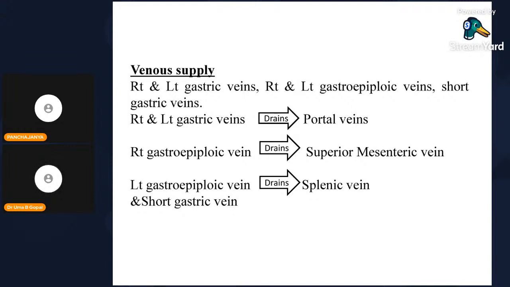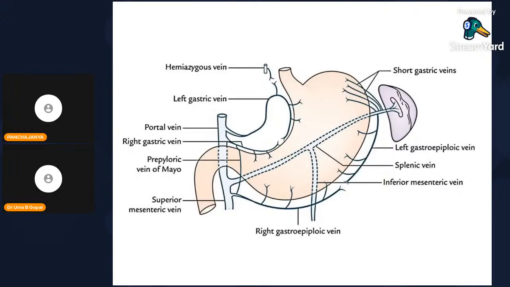Venous supply: usually they will not ask, but for a 10 marks question you have to quote the answer here. Right and left gastric veins, right and left gastroepiploic veins drain to the splenic vein, and the short gastric veins, same as the arteries. So this is the venous drainage. Ultimately, the splenic vein drains into the portal vein. This is the portal vein. It will not drain into the inferior vena cava, but into the portal vein.